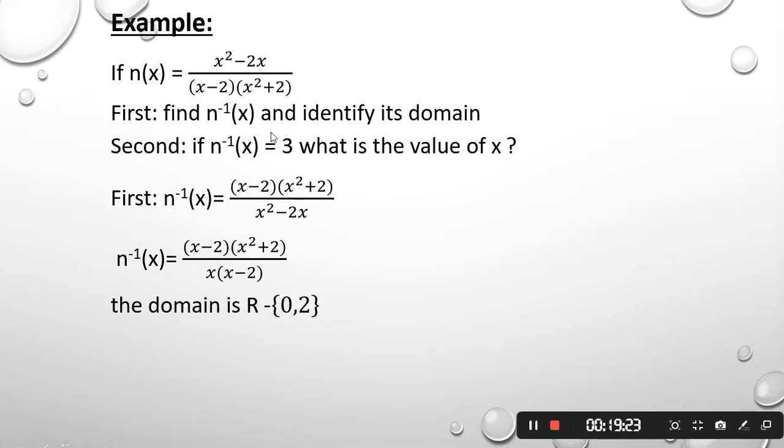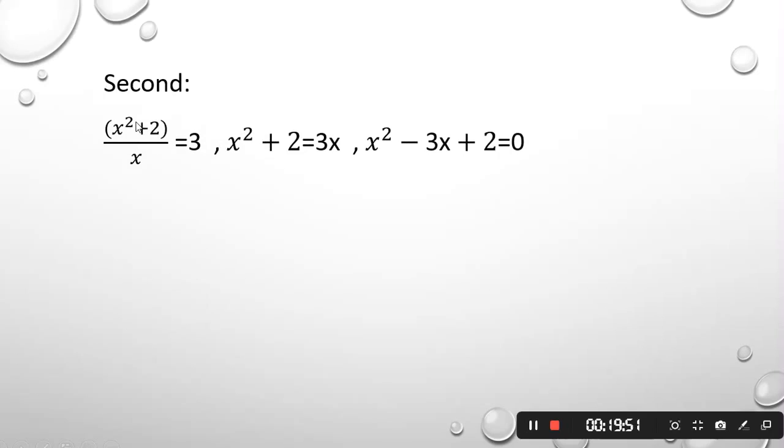Second part, if n inverse of x equals 3, find the value of x. So first I have to cancel the common factors. N inverse of x equals (x squared plus 2) over x, and this will be equal to 3. So I will replace n inverse of x and put 3. (x squared plus 2) over x equals 3.